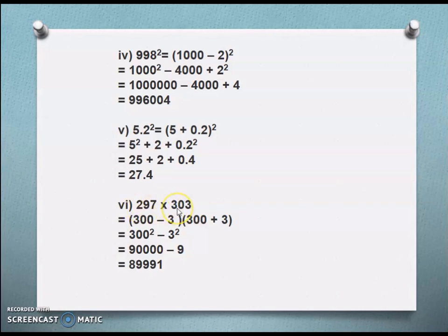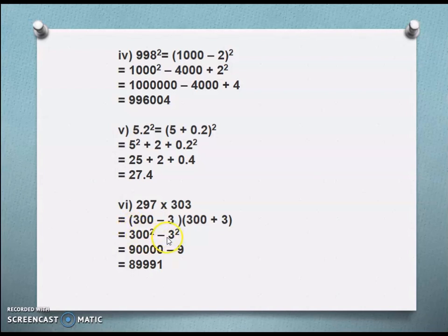If you have two different numbers, the product of two different numbers, then also you can see if it can be represented in the form of a minus b into a plus b. Like here, for example, 297 into 303. I can write it as 300 minus 3 into 300 plus 3. So it is of the form a minus b into a plus b, that identity, which is a square minus b square.